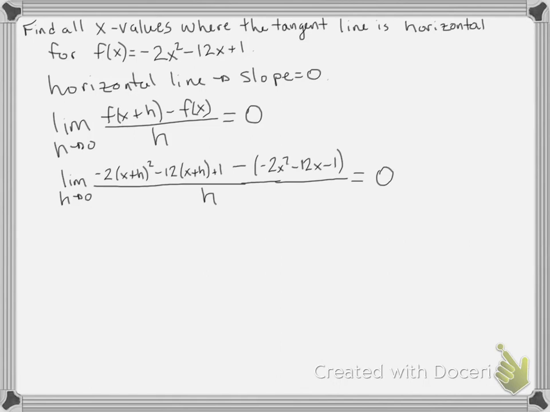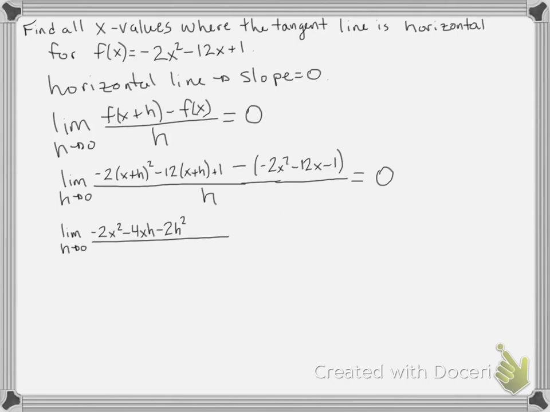So we're looking at the limit as h approaches 0 of this, and we're going to evaluate this like we evaluate any other limit. We're going to mess around with our equation. So the limit as h approaches 0 of this thing, I'm going to go ahead and multiply all of this wonderful stuff out. So if I multiply x plus h squared and then multiply by 2, I'll have negative 2x squared, minus 4xh, minus 2h squared.